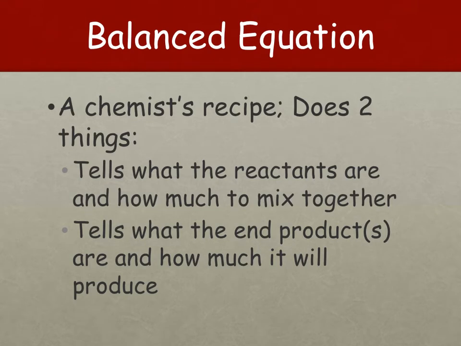So now that we can write a correct formula, and we know what products and reactants are, we know how to write a formula from a word equation, now we can go ahead and balance the equation. Remember that chemical equations are like a recipe. The recipe has to tell us what the reactants are and how much to mix together. We've already learned how to write word equations, and that told us what the reactants were and what the products were. But now we're moving on to the how much. The how much is the new stuff. That is the balancing of the equation.